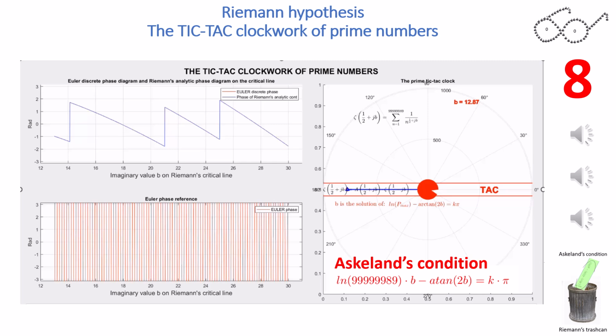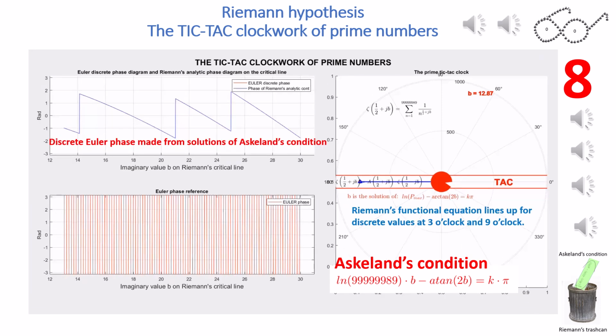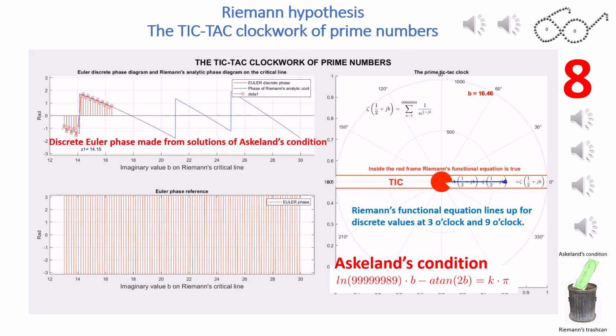Then solve for every natural number k. Then enter each solution into the Euler phase formula and plot the result in the upper plot to see if it is the same as Riemann's analytic continuation. Now the tic-tac clock of the primes goes twice as fast. And Riemann's analytic continuation can be discretely observed through the zero crossings of the Euler phase diagram.